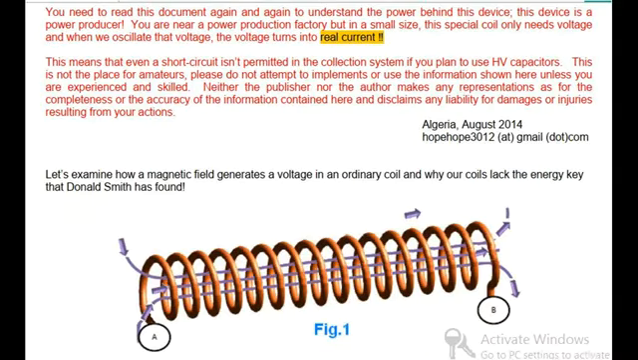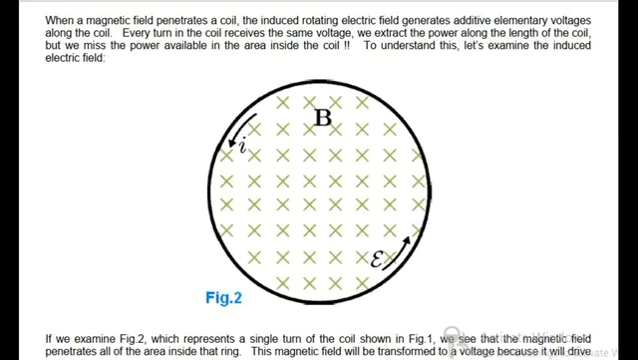Let's examine how a magnetic field generates a voltage in an ordinary coil and why our coils lack the energy key that Donald Smith has found. When a magnetic field penetrates a coil, the induced rotating electric field generates additive elementary voltages along the coil. Every turn in the coil receives the same voltage. We extract the power along the length of the coil. But we miss the power available in the area inside the coil.